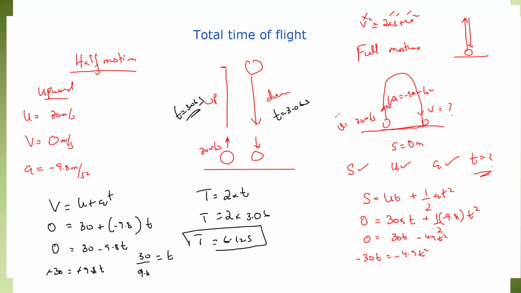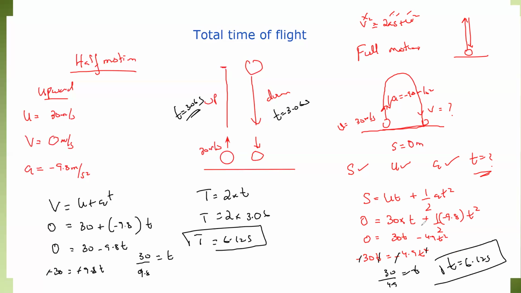If I simplify this, the square of this will cancel with t, and the negative will cancel with negative, so it will be 30 divided by 4.9. What is 30 divided by 4.9? So we get 6.12. The same answer we will get if we divide the motion into two halves, or we consider it as a full motion. So it won't make a difference.